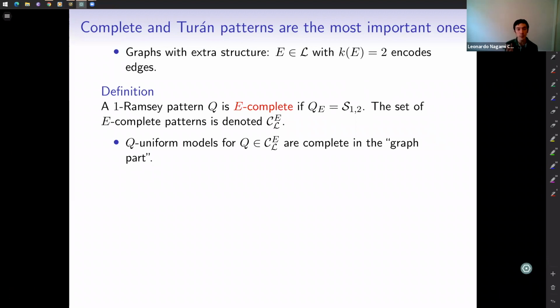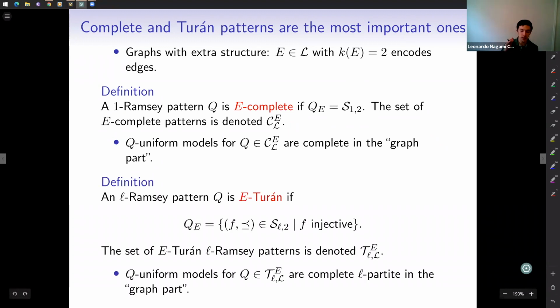The first are complete patterns. These are the patterns such that when I look at Q-uniform models, they are complete graphs. These are non-partite patterns, and the Q-uniform models, when the pattern is complete, are the uniform graphs where the graph part is complete. The other type of pattern that's going to be important for us are the Turan patterns. These are the ones where the graph part looks like a complete partite graph. So these are the two types of patterns that are going to be very important: the E-complete patterns and the E-Turan patterns.